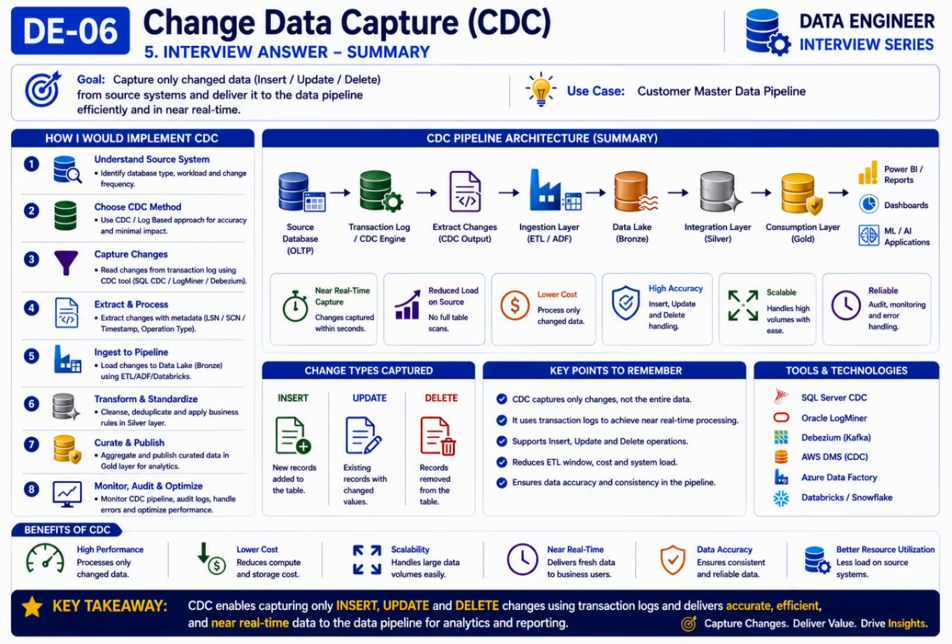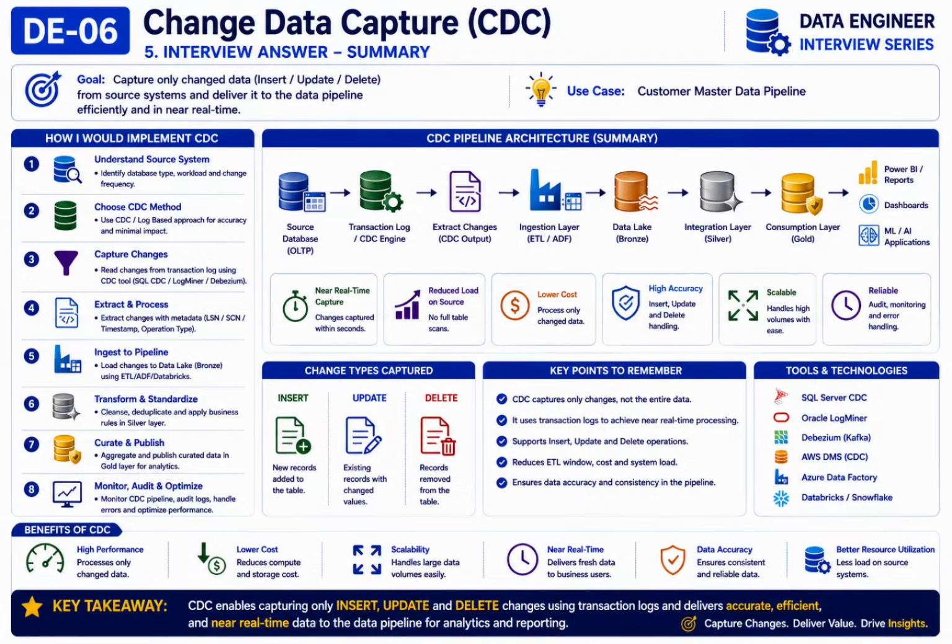In production, we use CDC to reduce ETL execution time, minimize database load, lower infrastructure costs, and enable near real-time reporting. Depending on the platform, we can implement CDC using SQL Server CDC or Oracle LogMiner, Debezium, Snowflake Streams or Delta Change Data Feed. After that, the captured changes are processed through bronze, silver and gold layers where validation, transformation, deduplication and business rules are applied before publishing data to analytic platforms.